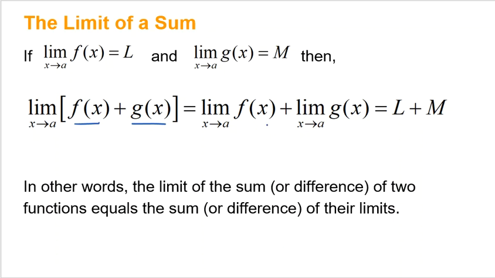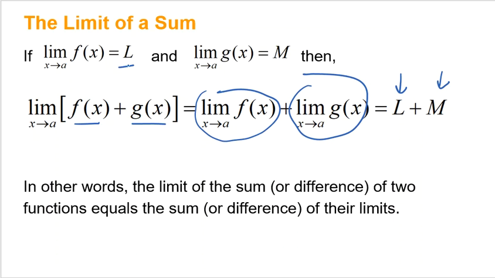So if we're going to find the limit of the sum, f of x plus g of x, well, then we could just basically separate that. That would be the limit of f of x plus the limit of g of x, which would just be L plus m. Because remember, L was the limit of f of x, m was the limit of g of x. So ultimately, this is really a kind of a confusingly written property, but it's really simple.